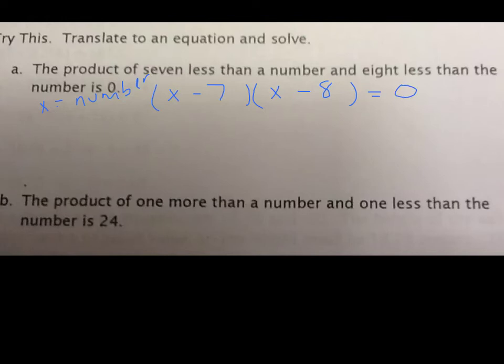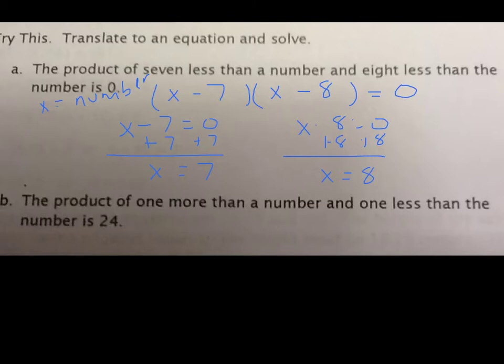Now normally in this situation, if it said equals a number, what you'd want to do is multiply all that out first and then bring that number over. You'll see that in the next example. But for right now, they set it equal to 0, so we don't have to do anything other than just solve. So we can just do x minus 7 equals 0 and x minus 8 equals 0. Bring the 7 over, x equals 7, and then bring over the 8, and x equals 8. So either one of those will work out fine for that problem.